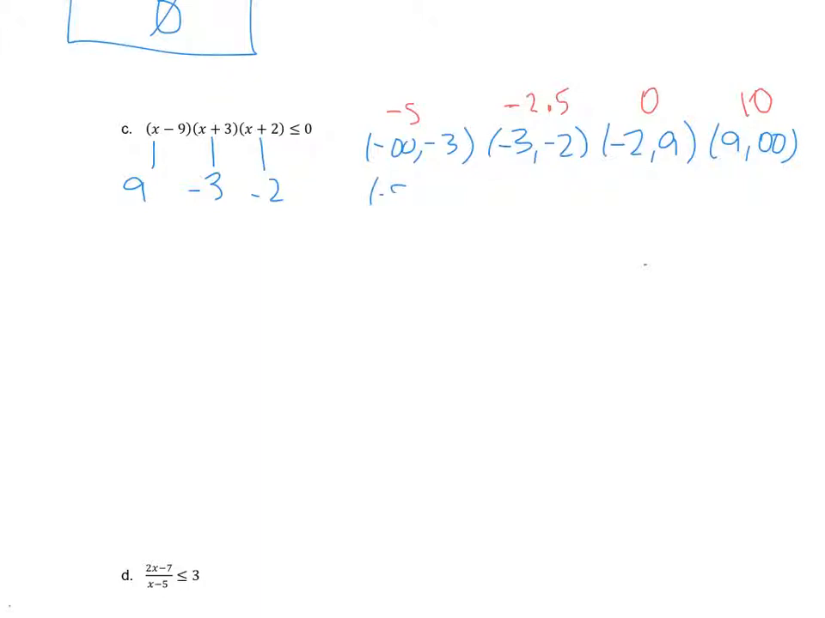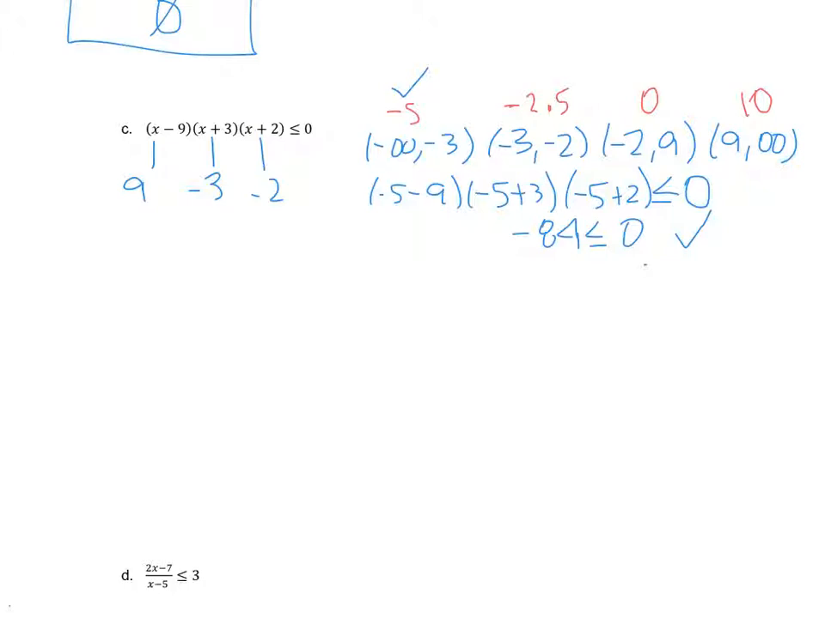So negative 5 minus 9 times negative 5 plus 3 times negative 5 plus 2 is less than or equal to 0. That gives me negative 84 is less than or equal to 0. Is that a true or a false statement? That's going to be a true statement, so that interval works.